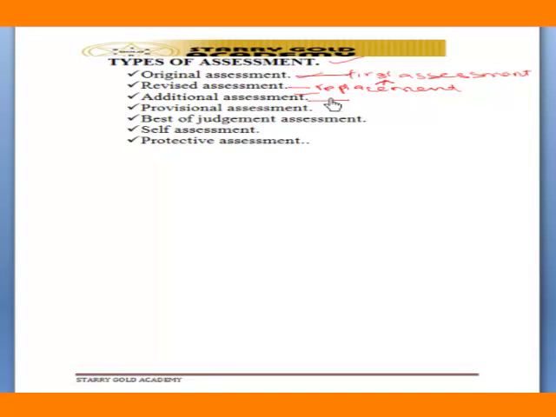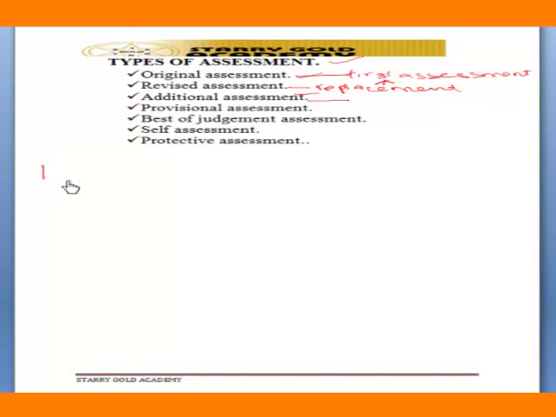Additional assessment. Additional assessment is usually raised from a back duty assessment. Back duty assessment. That's a keyword there we need to talk about. What is back duty?